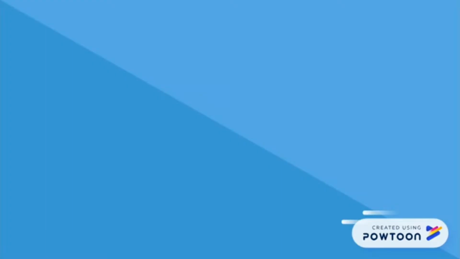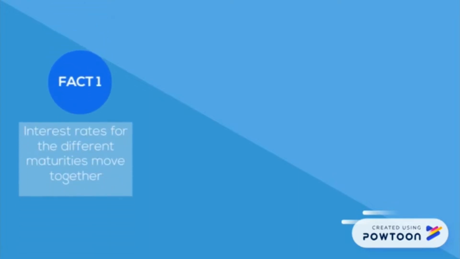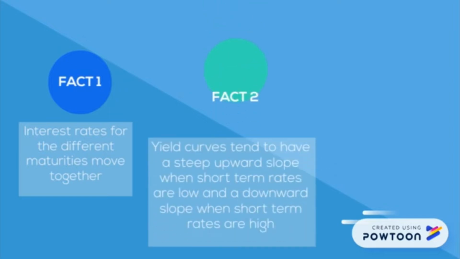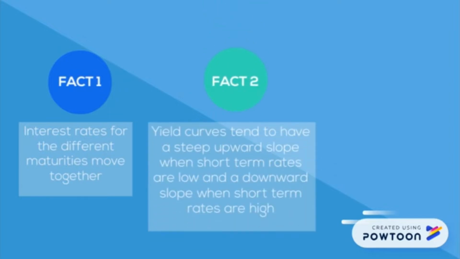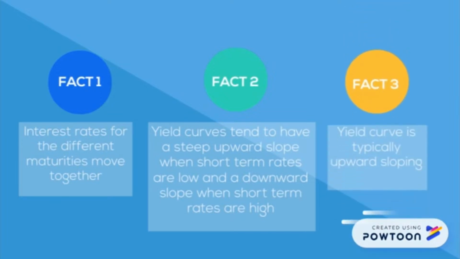Three stylized facts of the yield curve. Fact 1: Interest rates for different maturities move together. Fact 2: Yield curves tend to have a steep upward slope when short-term rates are low and a downward slope when short-term rates are high. Fact 3: The yield curve is typically upward sloping.